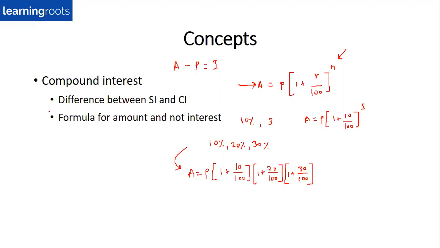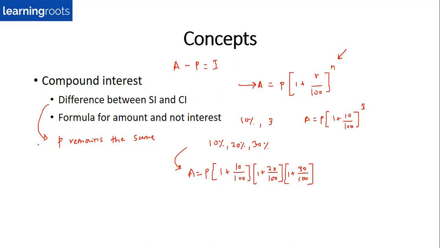Okay. So what is the difference between SI and CI? In simple interest, P remains the same. Every year when you calculate the interest, the rate of interest can always change, but the principal remains the same. So if you're starting at 100 rupees, you'll always calculate the interest on 100 rupees.